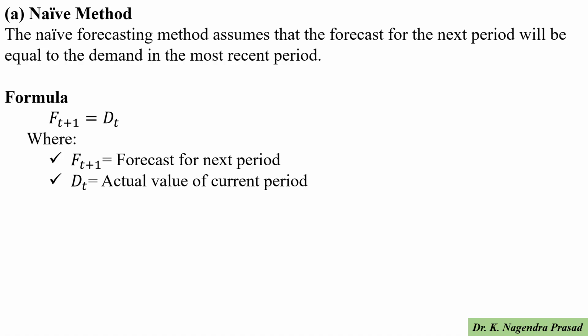So let's see the solution. First we have to go for the naive method. The naive forecasting method assumes that the forecast for the next period will be equal to the demand in the most recent period. So F(t+1) equals D(t), where F(t+1) is the forecast for the next period and D(t) is the actual value of the current period.